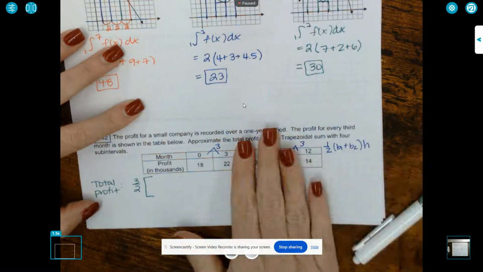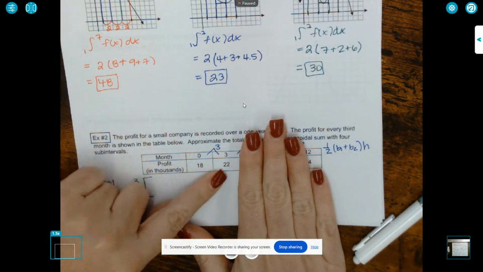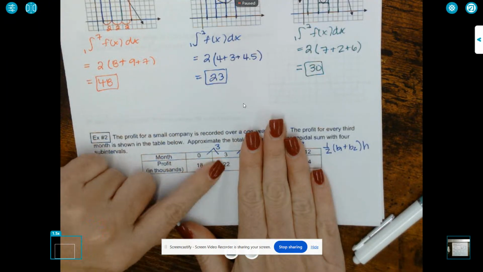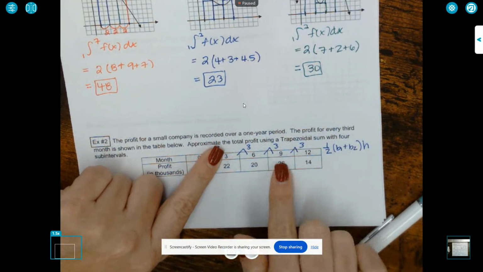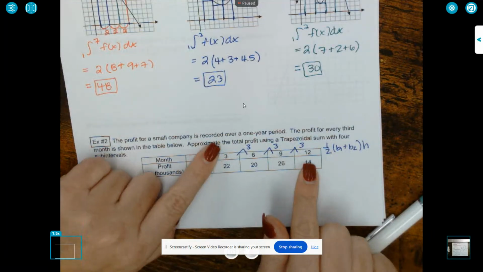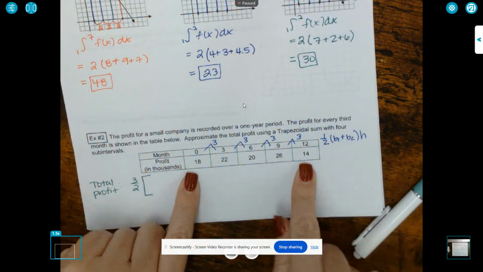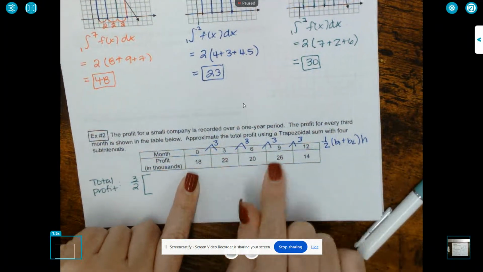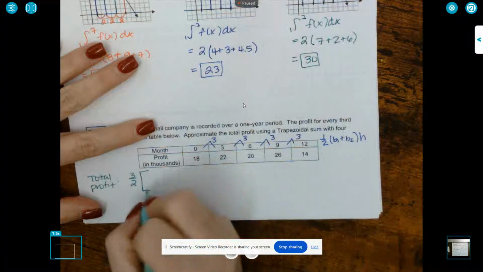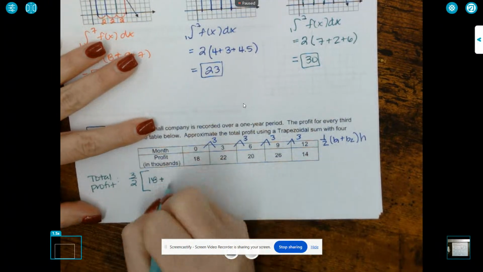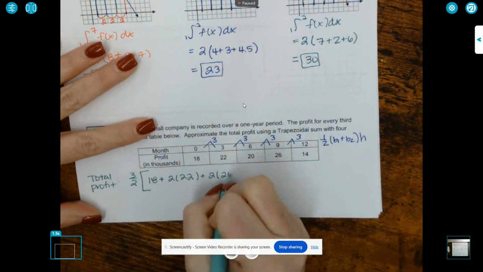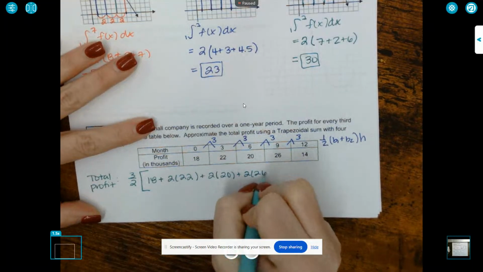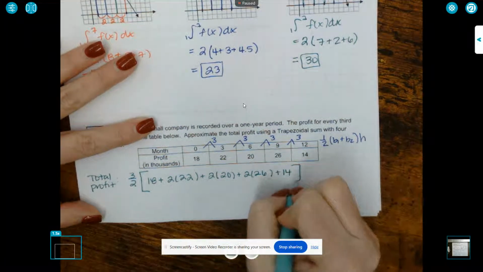if I'm looking at the first subinterval, it's going to be 18 plus 22, base 1 and base 2. Then I go to the second subinterval, it's 22 plus 20. Then it's 20 plus 26, and then it's 26 plus 14. So remember, the two ends only happen once, and the middles are going to happen twice. So it's going to be 18 plus 2 times the 22, 2 times the 20, 2 times the 26, and 14.